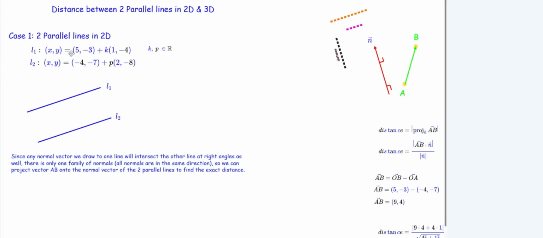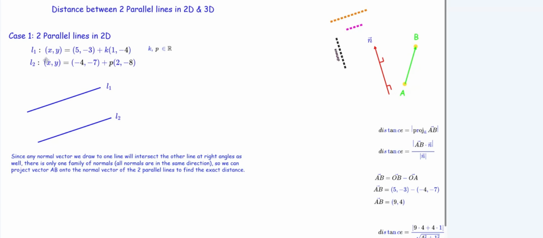I have taken the liberty of preparing all the tools I need, so the video will be effective and not time consuming. We're beginning with L1 and L2. Their equations are given in a vector form. K and P are parameters that belong to set R.